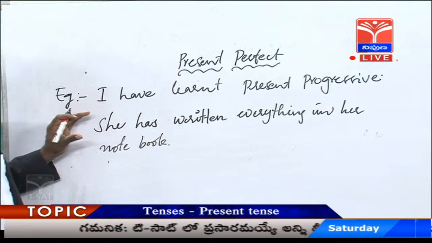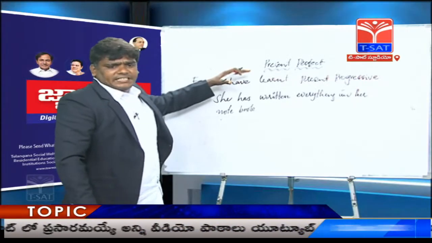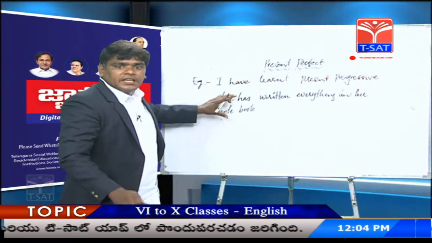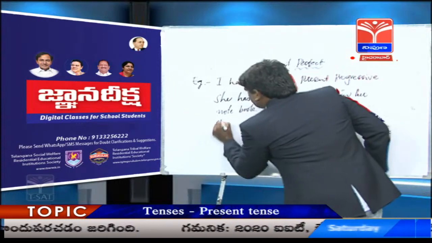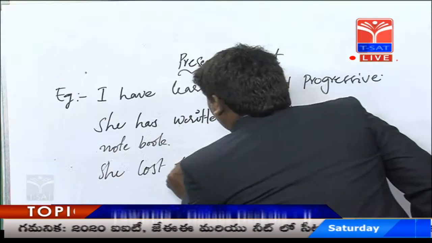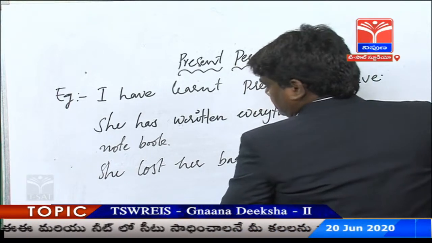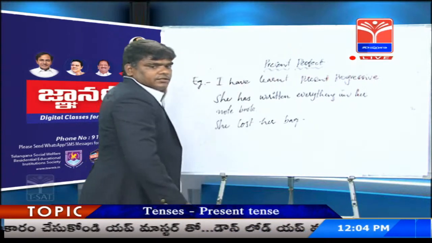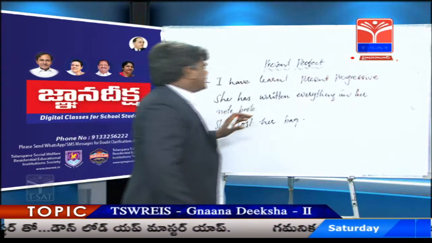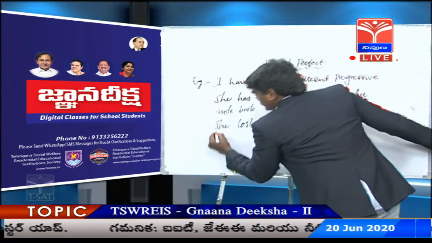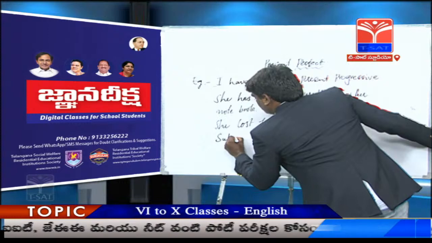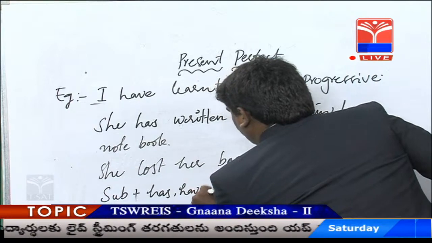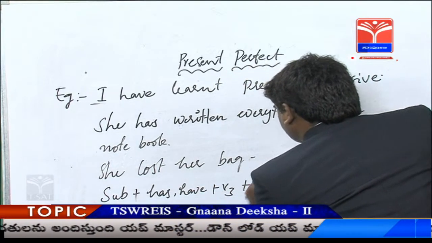We can see that the completed action, just now completed. We can see the impact of that action in the notes too. She has lost her bag. If you want to see the structure of present perfect, it is like this: subject, has or have, plus V3, plus object.